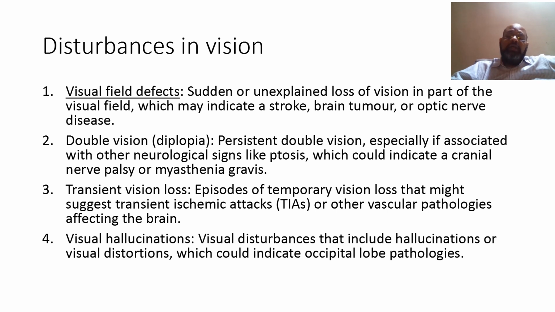Visual hallucinations, again, are a spectrum of pathologies that can present with visual disturbances. For example, occipital lobe pathologies, such as focal onset epilepsies involving the occipital lobe, can present with visual hallucinations, mainly the seizures that originate from the visual association cortices.